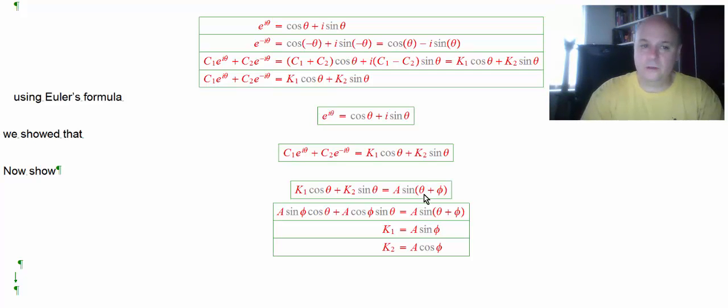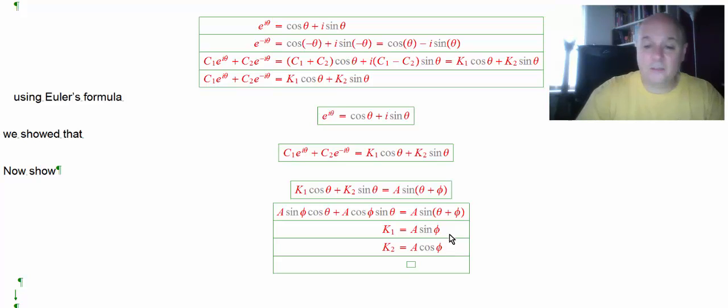Theta is not going to be a constant. I've got K1, K2, and A and phi. Over here, C1 and C2. So theta is not a constant in this case. So here's the relationship where if I had the A and the phi, I could figure out the K1 and K2. Likewise, if I had the K1 and K2, I could figure out the phi.